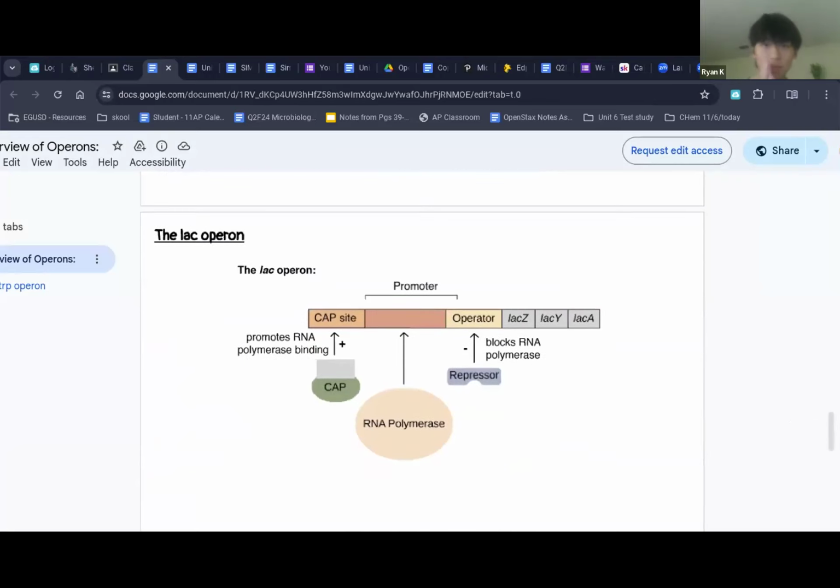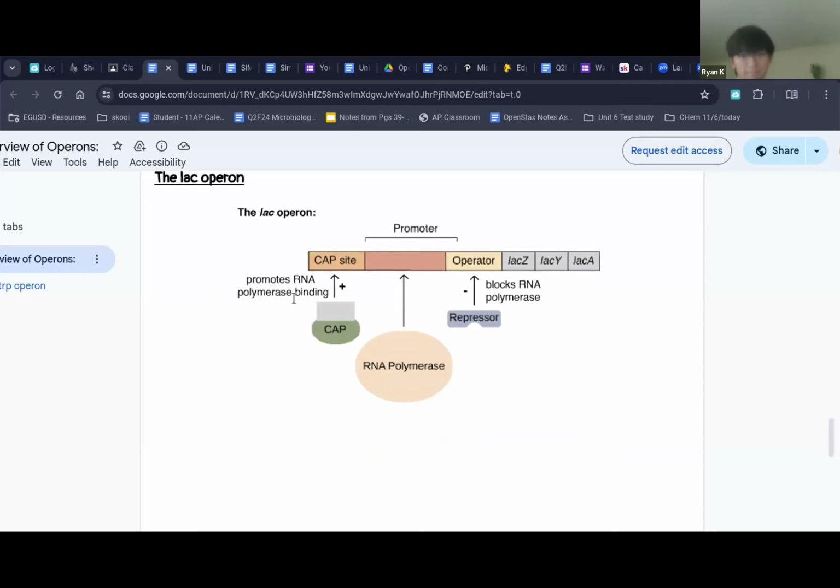Okay, we're reaching the middle part. So this is the lac operon. I don't know the difference between LacZ and LacY, but they're all enzymes that break down milk or lactose. And these enzymes are called lactase.